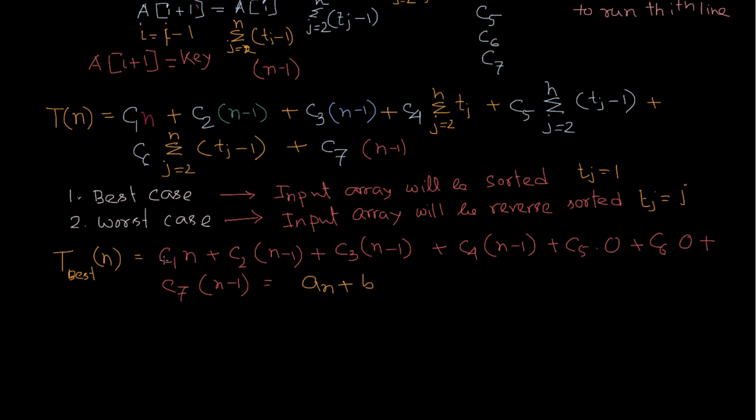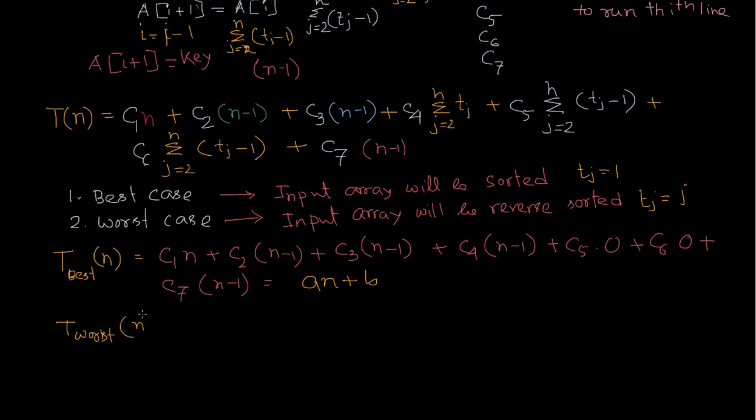So where a will be some combination of c1, c2, c3, I'll just not simplify it, okay? So we will be getting a n plus b, where n is not the subscript. So I'm trying to say it will be a linear equation of n, right, in the best case scenario. Now what will happen in the worst case scenario?